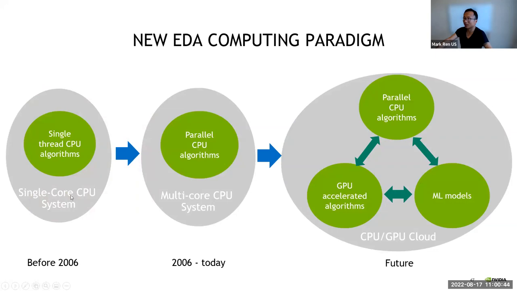in my mind, before 2006, most of the EDA tools were running single-thread CPU algorithms because there were only single-core CPU systems available at that time. And then from 2006, since multi-core CPU systems became available, most EDA systems moved to parallel CPU algorithms. In the future, we're talking about a CPU and GPU cloud, where you can run GPU-accelerated algorithms as well as machine learning models and also parallel CPU algorithms all together. So it's going to be a very tight integration. That's, I think, what the EDA system will look like in the future, and everything runs on the cloud.